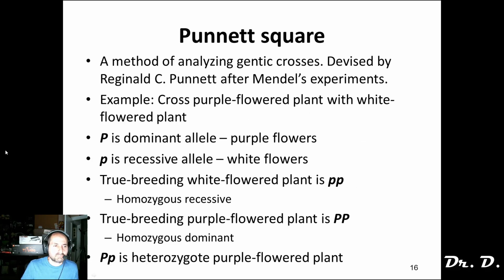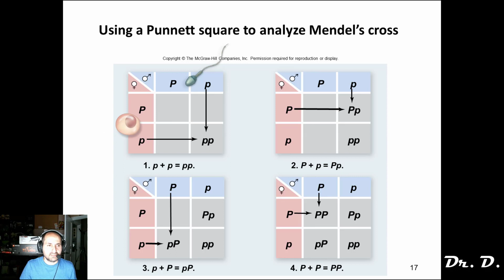Okay, next I'm going to explain a Punnett square. So Reginald Punnett comes along after Mendel's experiments, and he says, "Hey, I can easily predict the outcome of these crosses. As long as I know the genotypes of the parents, the mom and the dad, I can set up one of these crosses and predict the phenotypes and the genotypes of the offspring using these Punnett squares." So let me explain how these squares work.